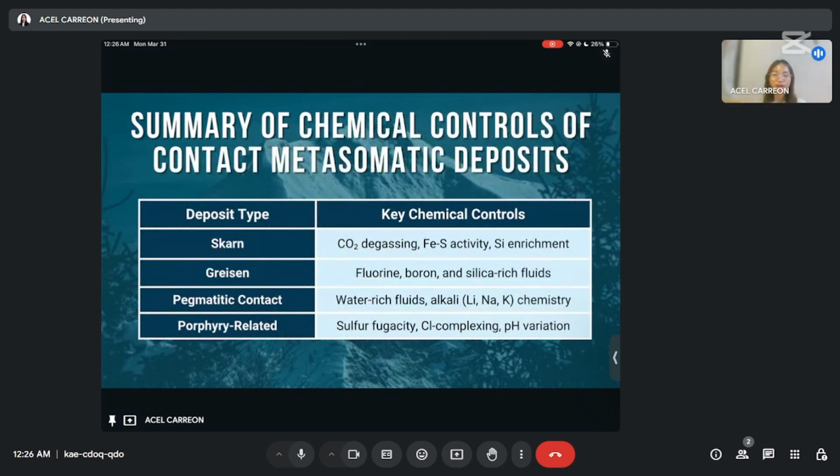On the summary of chemical controls, the chemical controls of skarn are CO2 degassing, iron silicate activity, and silicate rich enrichment. In greisen, we have fluorine, boron, and silica-rich fluids. In pegmatitic contact are the water-rich fluids and alkali chemistry, and in porphyry-related, we have sulfur fugacity, chloride complexing, and pH variation.